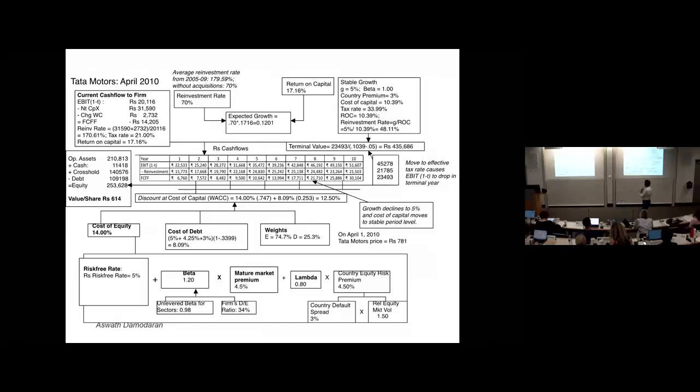The bottom line here is I come up with the cost of capital in rupee terms. I discount the cash flows in rupees back at that cost of capital. The value that I get for the operating assets is 211 billion rupees. Then I add cash. So far it's looking familiar. And then I took a look at Tata Motors' balance sheet, and it freaked me out. Because they had holdings in 35 other Tata companies.